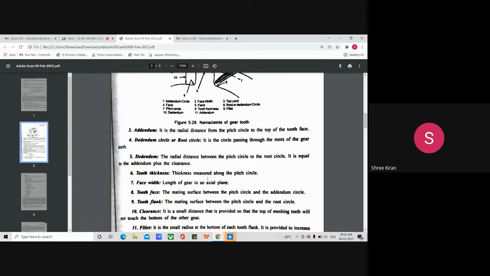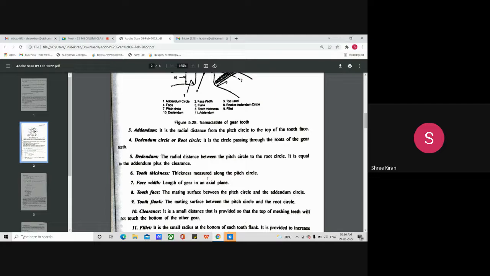Then comes the tooth face. The tooth face is the mating surface between the pitch circle and the addendum circle. Then comes the tooth flank, the mating surface between the pitch circle and the root circle. That is the tooth flank.